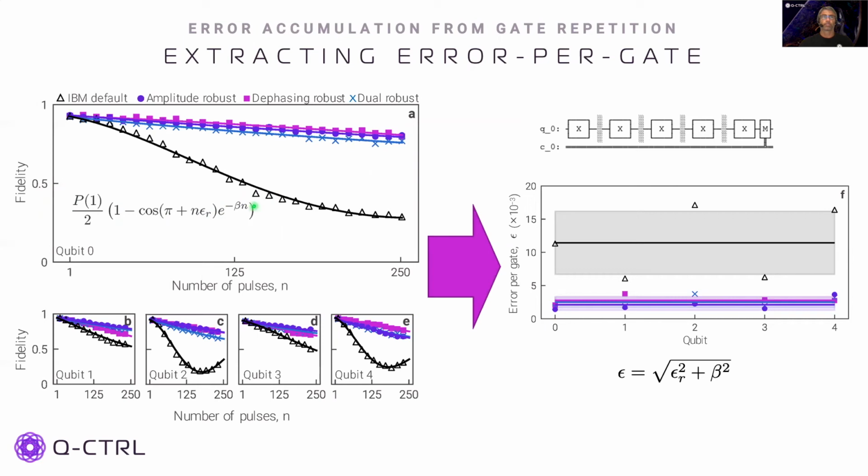beta term. We repeated this fitting procedure for all 5 qubits in this particular chip and obtained epsilon r and beta across the device. Once these errors are found, we can estimate an overall error per gate, as illustrated in the plot on the right. We see a large variation across the device when the default pulse is used, but the robust pulses homogenize the errors, meaning that all qubits perform similarly.